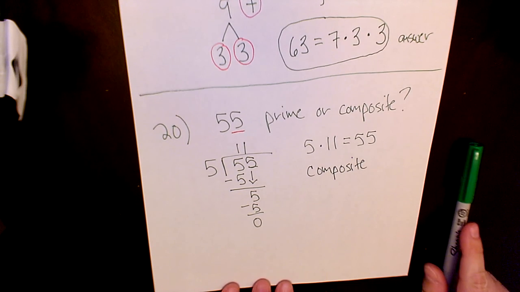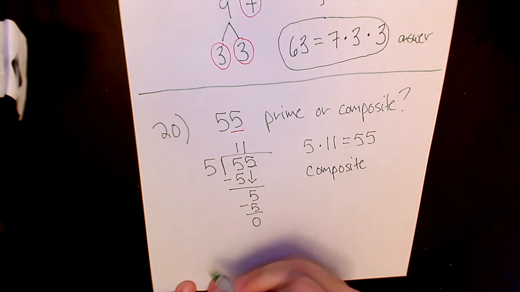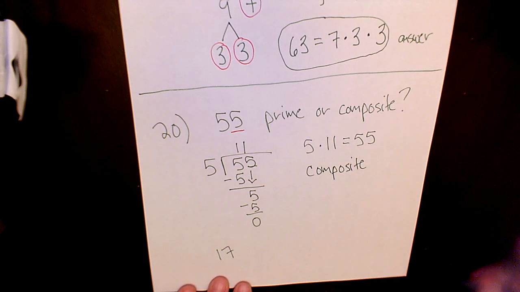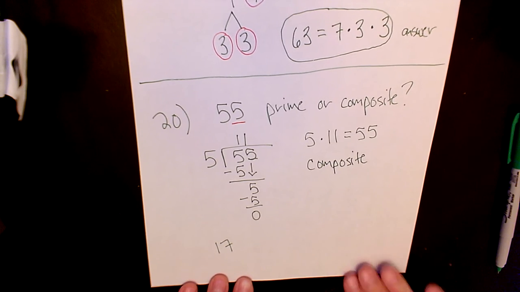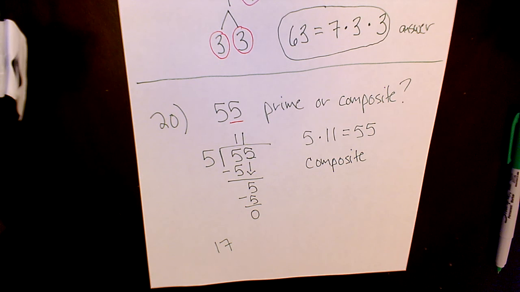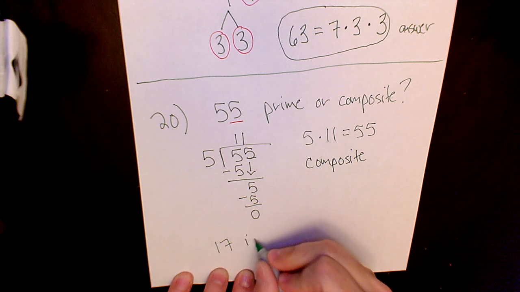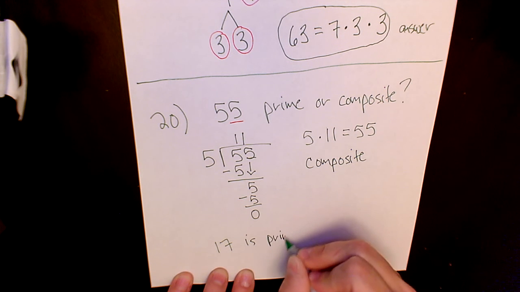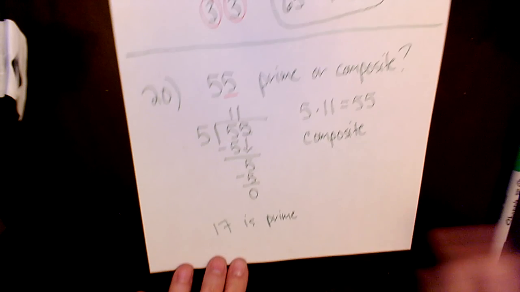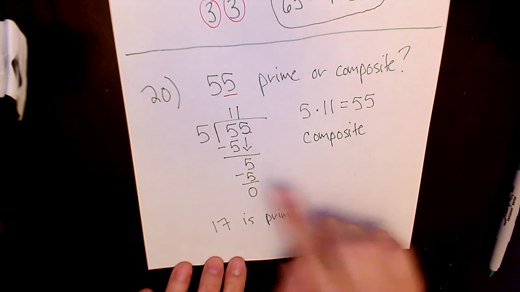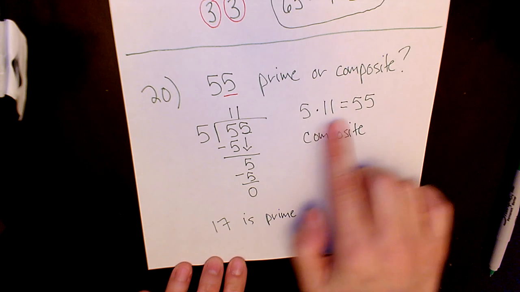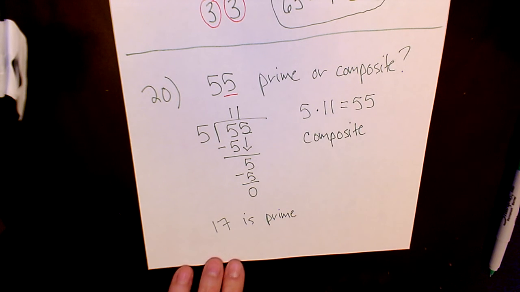If it was a prime number, like 17, the only factors that go into 17 are 1 and 17, and that makes it prime. But if you can show that something else, like we showed that 11 and 5 go into 55, it has to be composite.